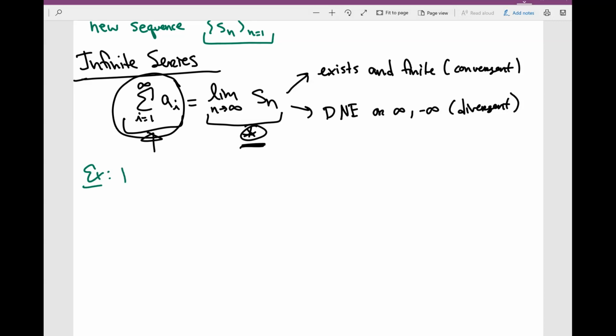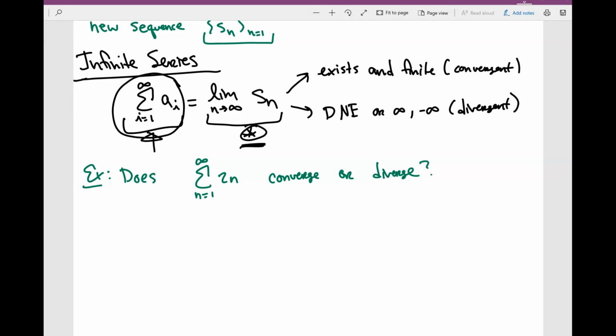Example: does the summation from n equals 1 to infinity of 2n converge or diverge?